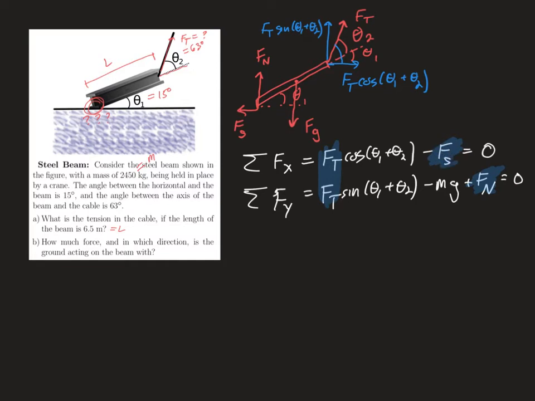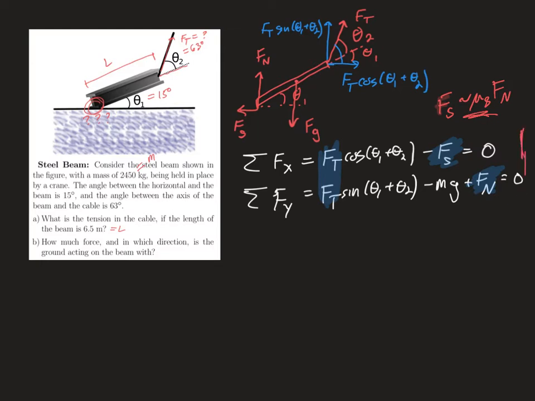Now, normally, not normally, but in many situations, we would be able to say, oh, the static friction force is somehow related to mu s times Fn, and we would be able to eliminate one of them, but we don't really know what the static friction coefficient is. We have no idea what it is, in fact. And so we're not going to be able to do that.